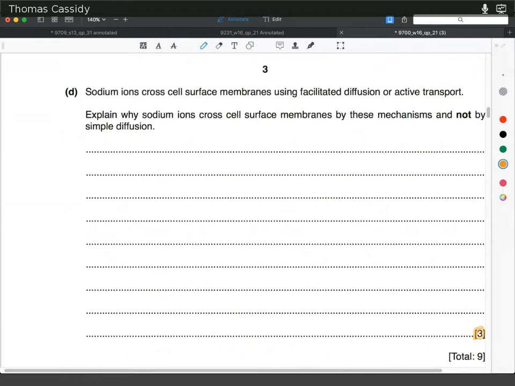So, sodium ions cross cell surface membranes using facilitated diffusion or active transport. Explain why sodium ions cross cell surface membranes by these mechanisms and not by simple diffusion. So we're going to pick up a mark for explaining why they might use facilitated diffusion. We'll pick up a mark for why they might use active transport. And the last mark in this 3 will be why we can't just use simple diffusion. So we can pick up from the question where it's worded where those marks are going to be and what things we actually need to talk about.